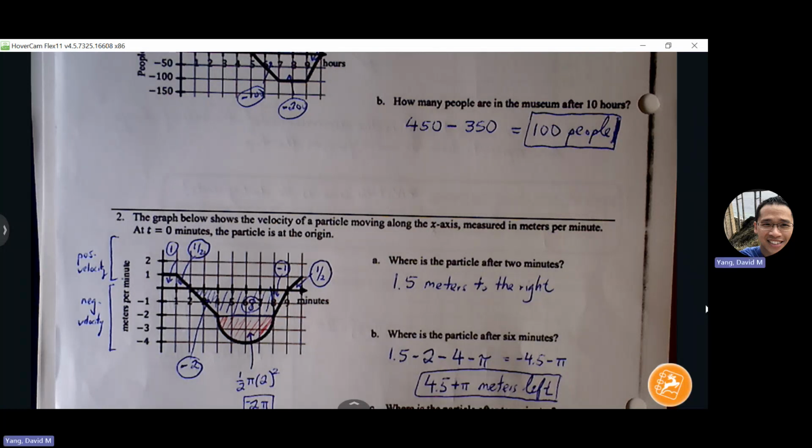After 2 minutes, the particle traveled 1.5 meters to the right. Look at that region between 1.0 and 2, and note that area is sitting above the x-axis, so that means moving to the right. After 6 minutes, we just keep track of our positive and negative regions. So negative 4.5 minus pi is taking the same 4.5 plus pi meters to the left. And after 10 minutes, 9 plus 2 pi meters.